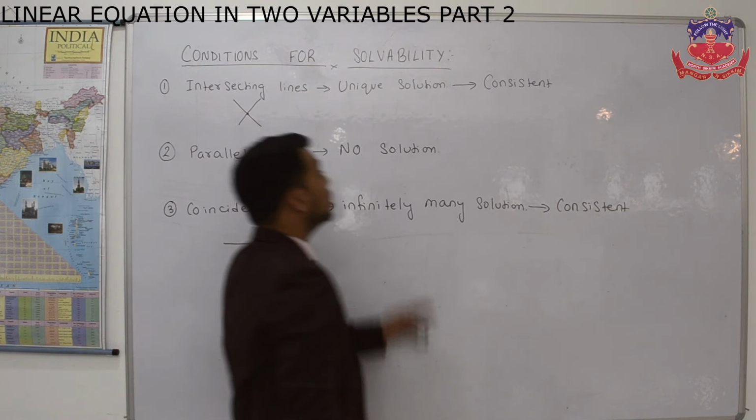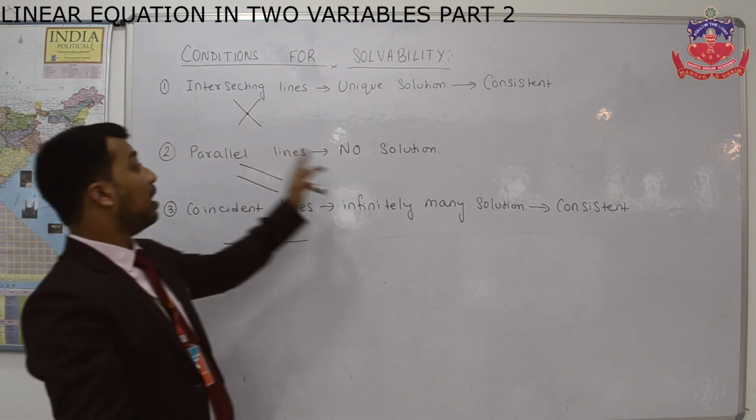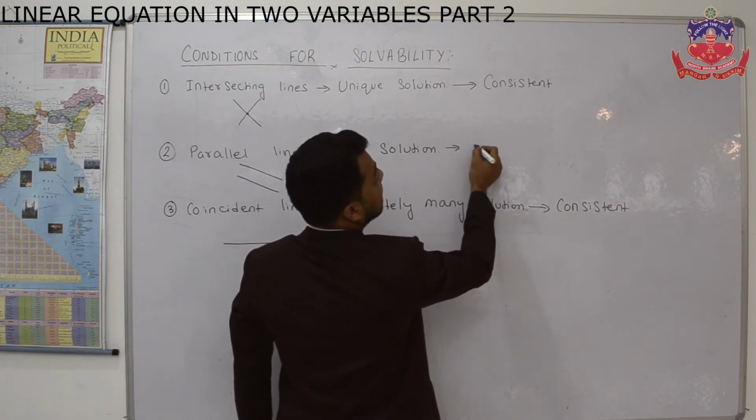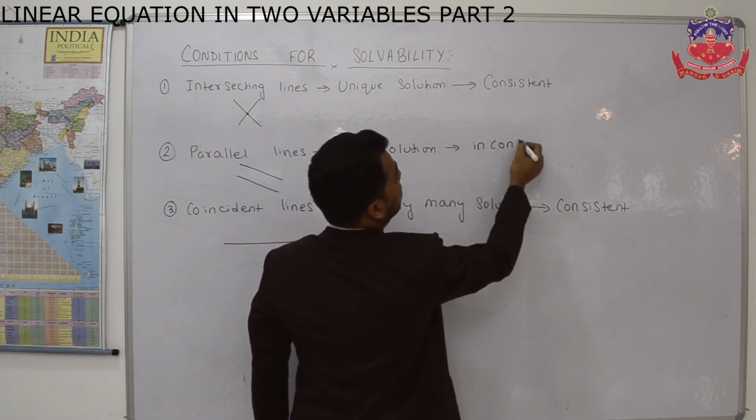Now, what about parallel lines then? Since parallel lines do not have any solution, we call parallel lines inconsistent.